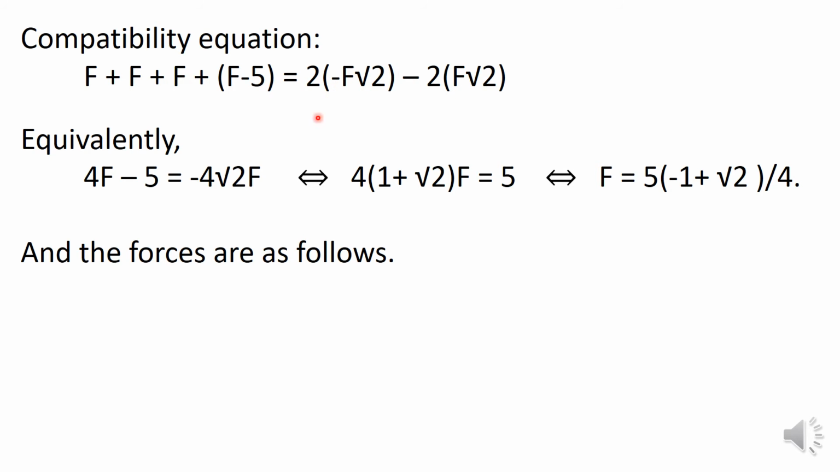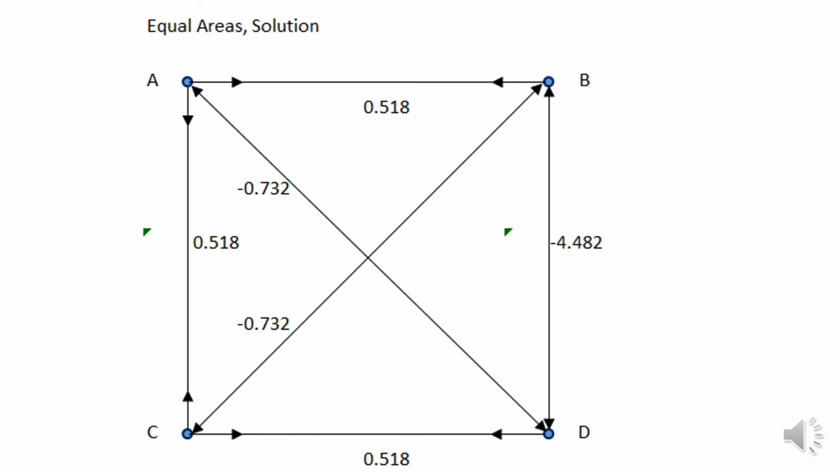Simplify this, you get minus 4 square root of 2 f. The right hand side again is 4f minus 5, and this is equivalent to 4 into 1 plus root 2 f equal to 5, or f equal to 5 into this divided by 4. So again we obtained an exact value for f. And here is the solution for this value of f. I've gone straight to the decimal form.